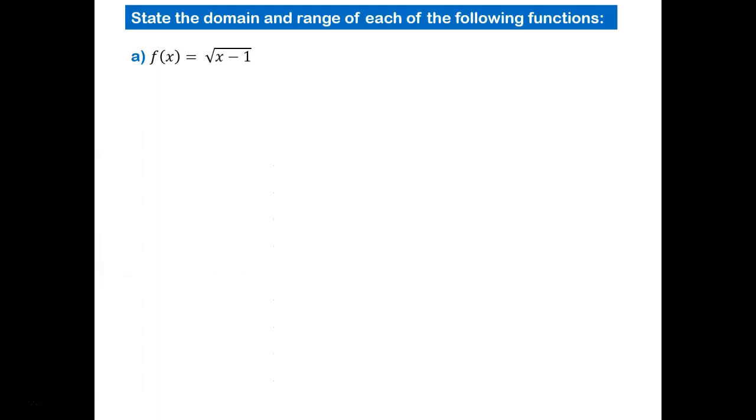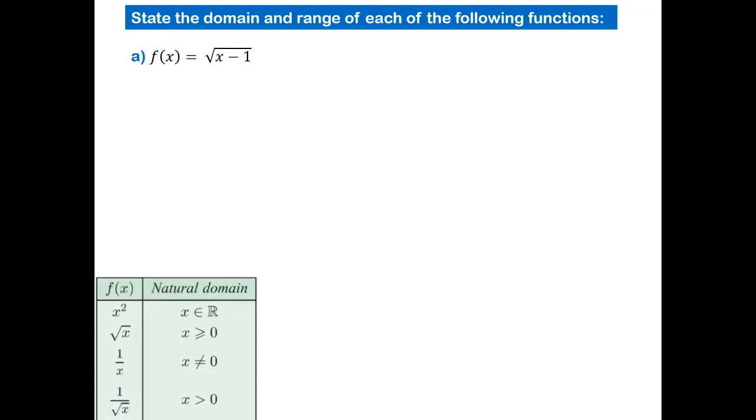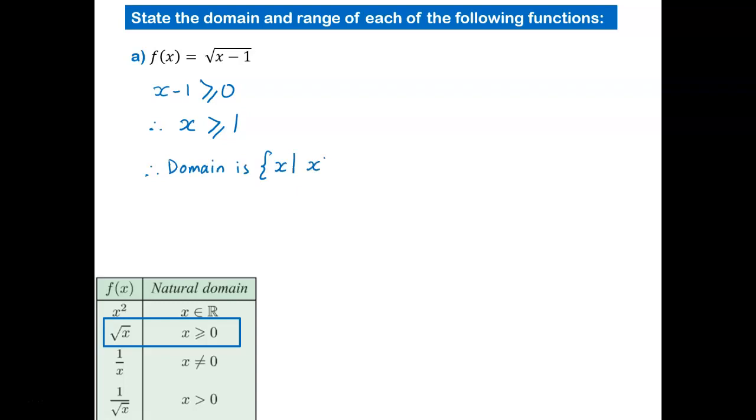Let's go through another example now. In this case, we have to state the domain and range of each of the following functions. We start with f of x is equal to the square root of x minus 1. Now it would be useful to have this table handy. Square root of x minus 1 looks pretty similar to square root of x. The inside of the square root has to be greater than or equal to 0. So what we have to do is write down that x minus 1 has to be greater than or equal to 0. Then you solve like you normally would in an inequality. So therefore the domain is x such that x is greater than or equal to 1.